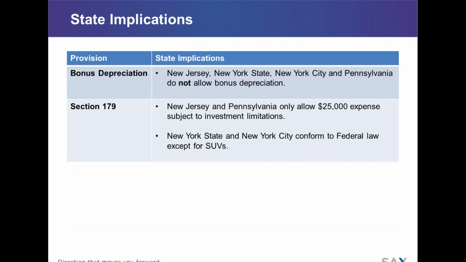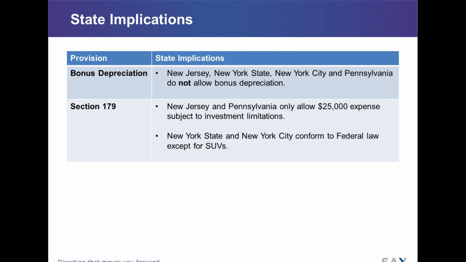So now, what are the differences in the states for these new laws, not specific to qualified improvement property? So for bonus, as we previously stated, we can take 100% bonus or 50% bonus. In our nearby states, New Jersey, New York State, New York City, and Pennsylvania, they do not allow bonus depreciation. What does that mean? They will depreciate it using MACRS, just whatever MACRS is in that year. So you will have an add back that year for that property.